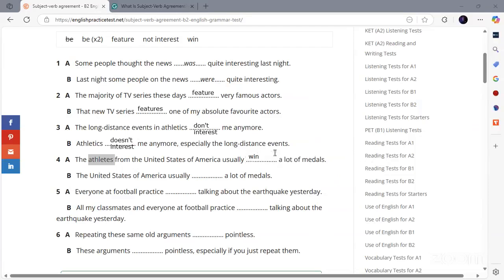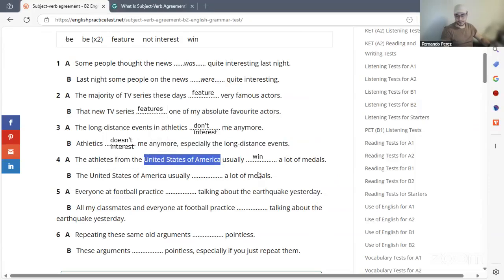That's very normal. I tell you, this is an issue. The other one is wins, because we are talking about the United States of America. That is singular. Exactly. That was a distraction. Sometimes this information only works to distract from the subject-verb agreement.